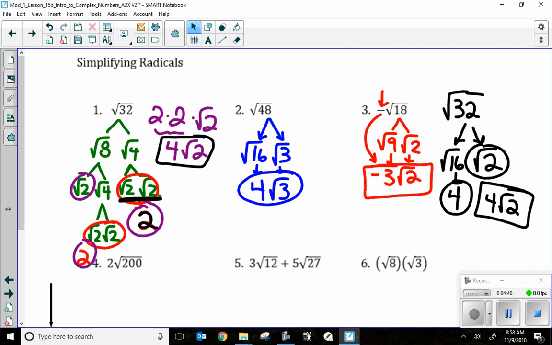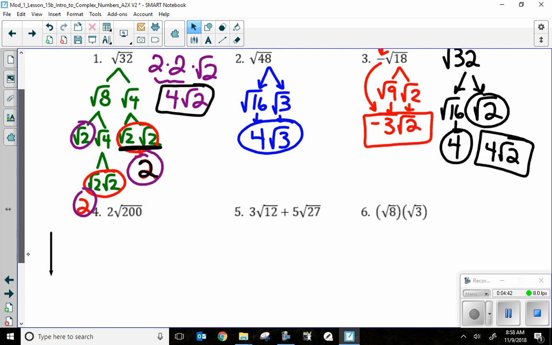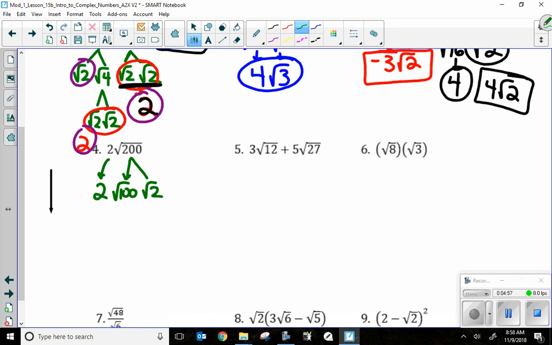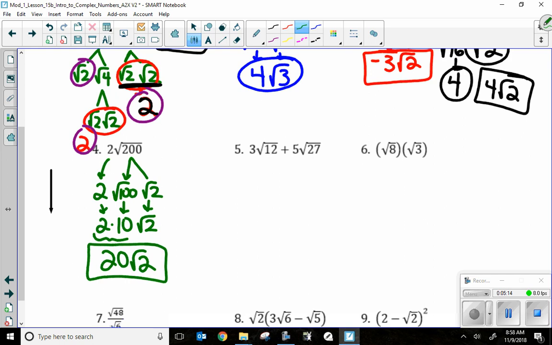Okay, so you see what we're doing here? You see what we're doing here, children? Okay, number 4. Well, let's look at the radical 200 first. That's 100 times 2. And this 2 just comes along for the ride, much like my negative did in the previous problem. The square root of 100 is 10, I can do nothing with radical 2, and I'm multiplying that times 2. So I get 20 radical 2. Good, good, good.